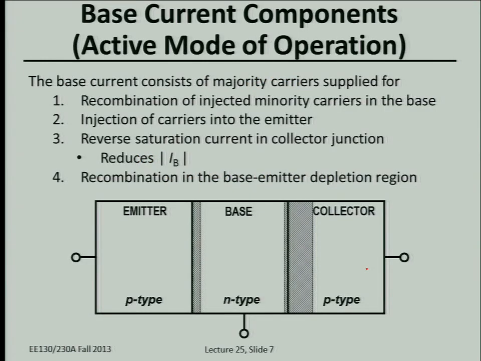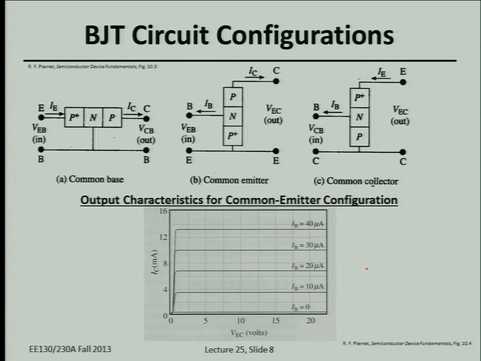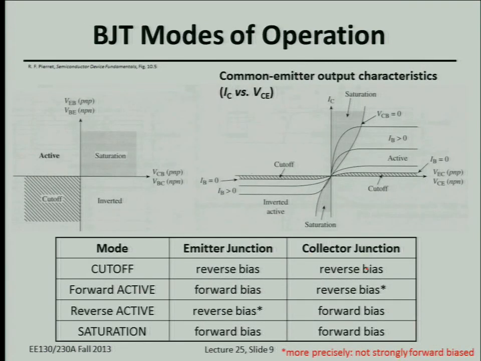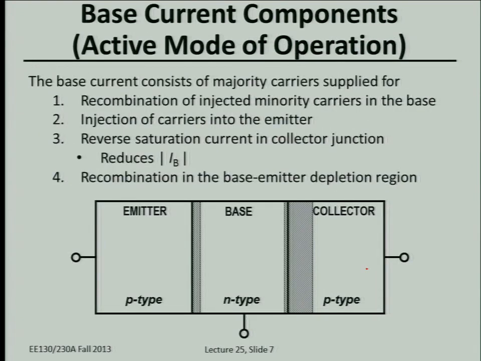Okay, so what we've been talking about so far is called the active mode of operation. In a BJT, you have two PN junctions. Each PN junction could be either forward biased or reverse biased. So in principle there are 4 combinations of bias for the two PN junctions. We'll come back to that. But usually, if we want to use a bipolar junction transistor as an amplifier, we want the emitter forward biased and the collector reverse biased.